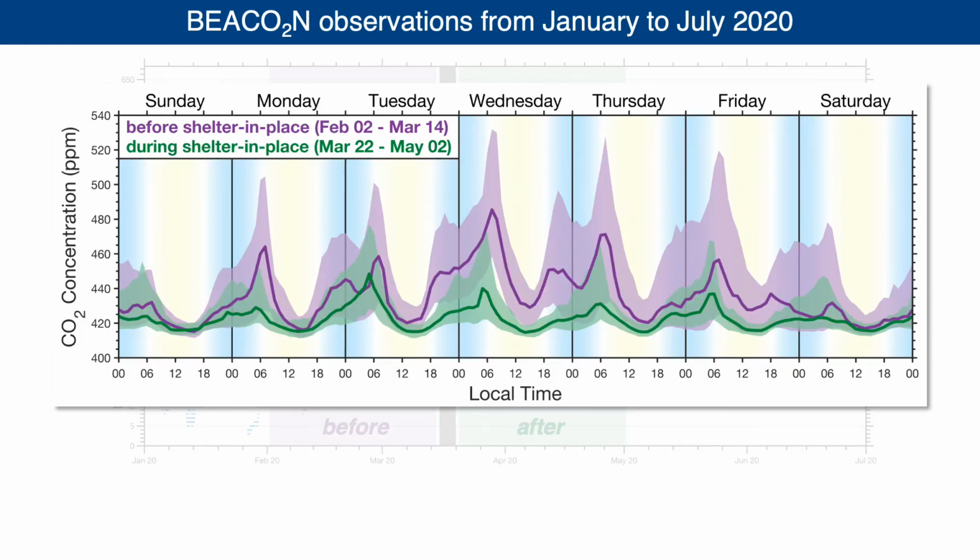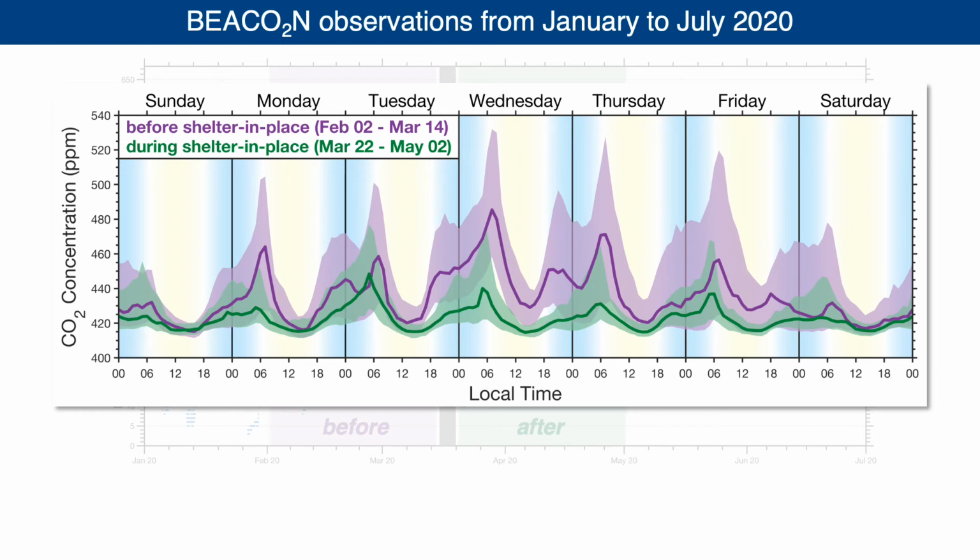All right, so what I'm showing here is the data before shelter-in-place in purple and during shelter-in-place in green. The before shelter-in-place time period is defined as February 2nd to March 14th, and during shelter-in-place is March 22nd to May 2nd. The solid line is the median across all the measurements, and the shaded region is the interquartile spread.